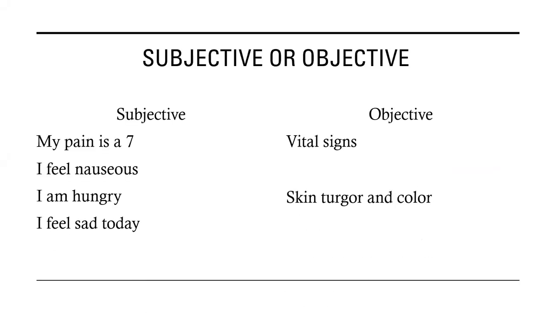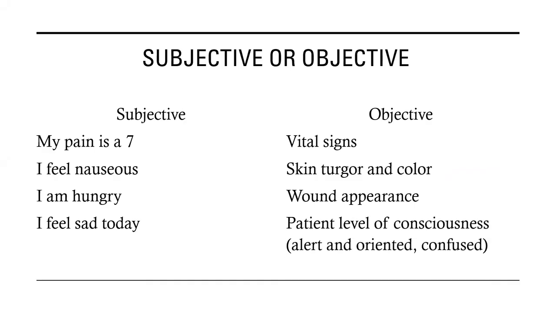Subjective and objective data. Subjective data comes from the patient, whether we call them a client or a patient. We might even call them the resident, but this is information that we gather from the patient, the subject. And it's what they state.